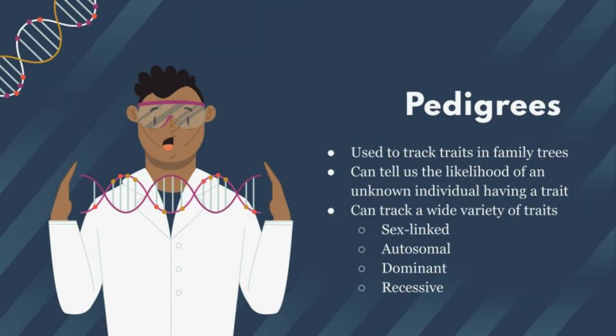And last but not least, we have pedigrees. So pedigrees are used to track traits in family trees. They can tell us the likelihood of an unknown individual having a trait, and we can use them to track a wide variety of traits from sex-linked to autosomal or dominant or recessive.